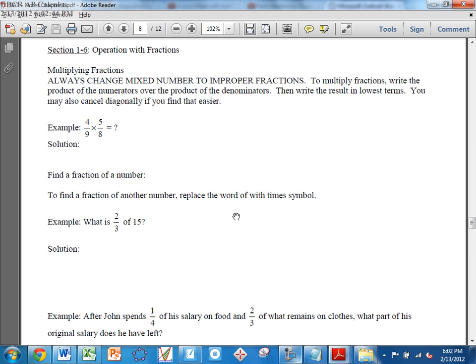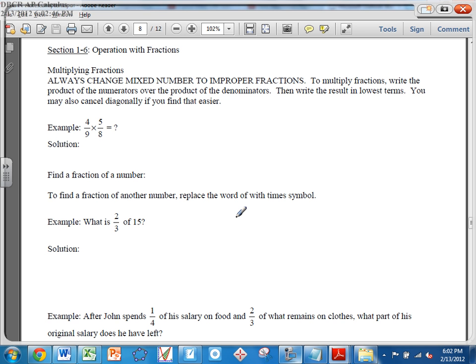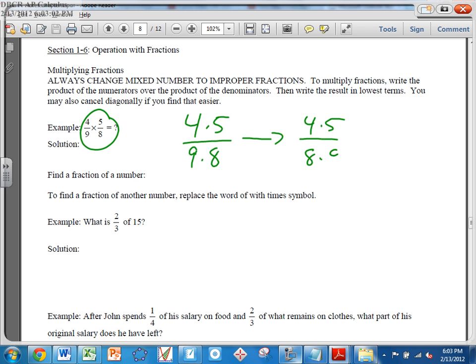It will help you in the long run. Let's take a look at this problem. Before you ever do anything, please reduce to lowest terms and also cancel diagonally. Because what does this really say to you? This really says 4 times 5 over 9 times 8, which as we know from the commutative property could be written as 4 times 5 over 8 times 9. And then most people see, oh yeah, this is just 1/2 here. So in the end, this ends up becoming 5 over 18.